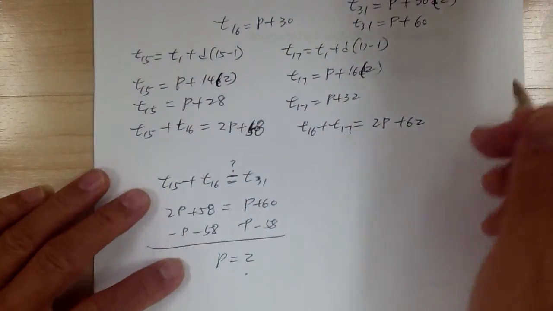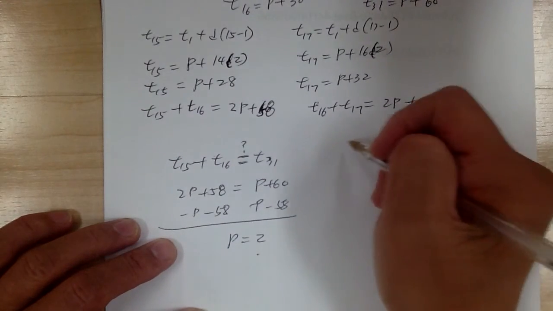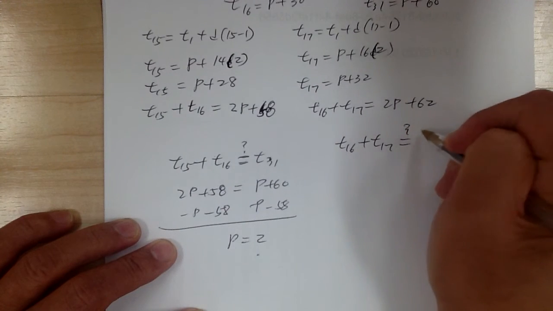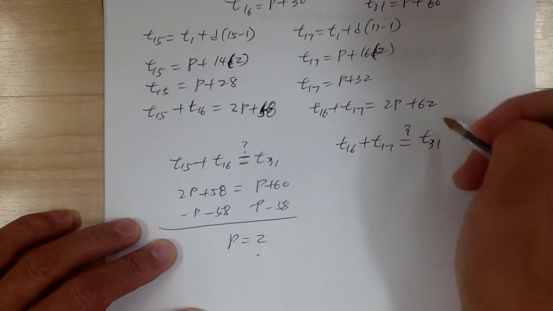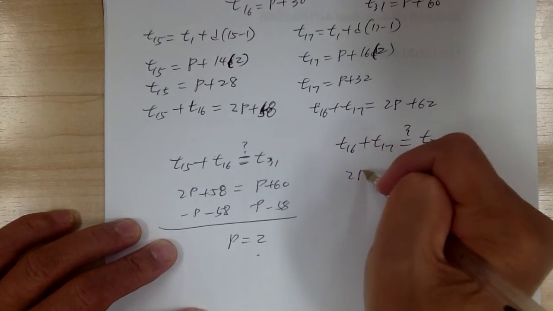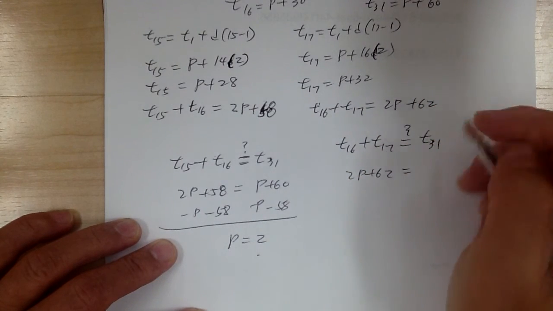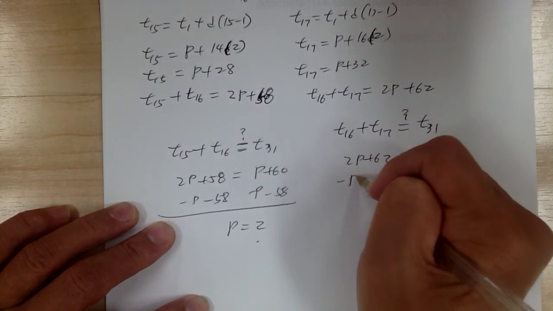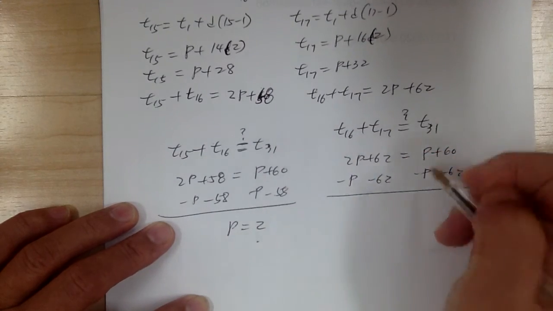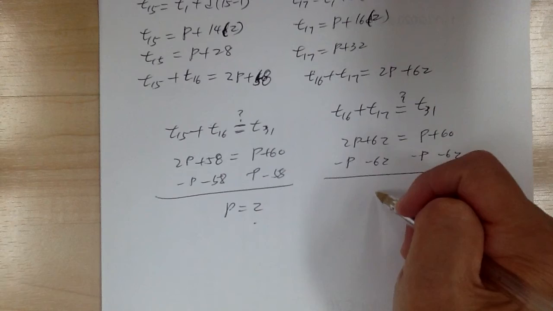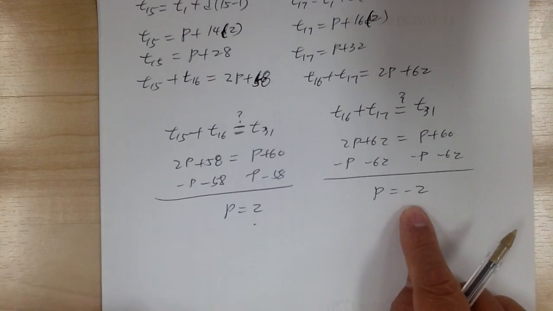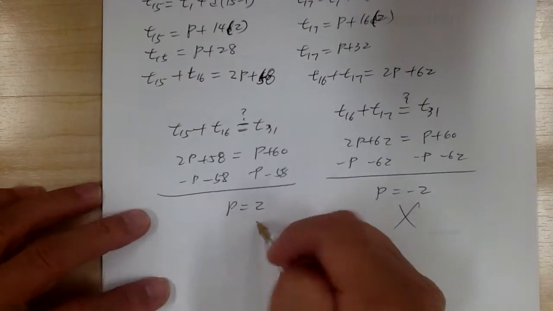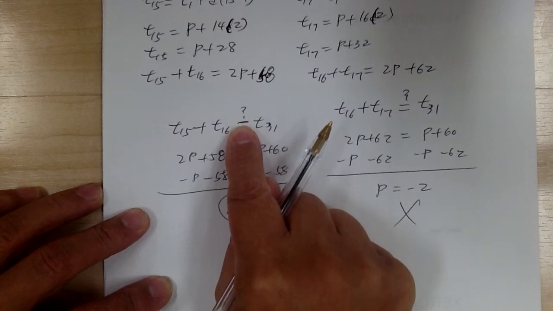But let's check this one here. So you got T16 plus T17 is equal to T31. So you substitute. So you got 2P plus 62 equals P plus 60. So minus P, minus 62, minus 62. So you got P equal to negative 2. So what it's saying is that the price of the first book is negative 2. So this cannot be, right? So this is the correct situation.